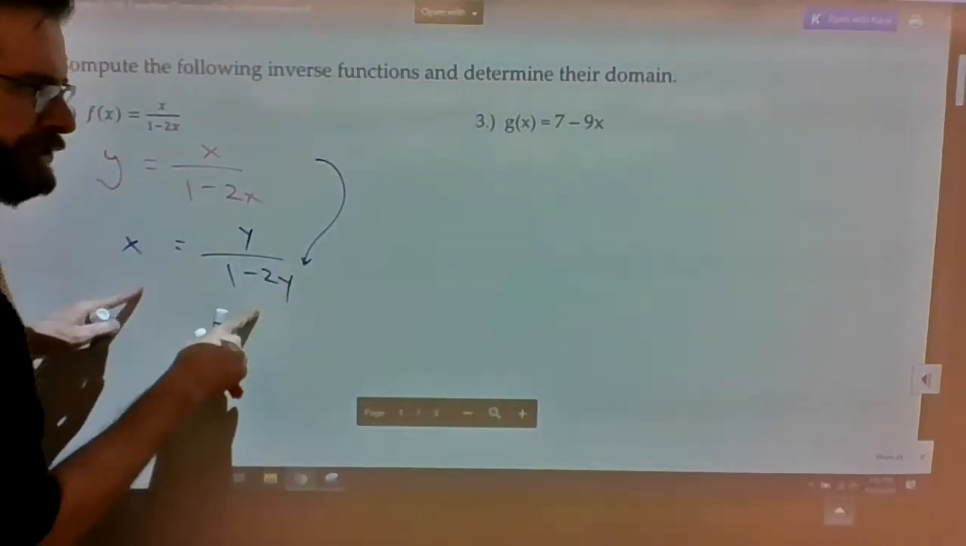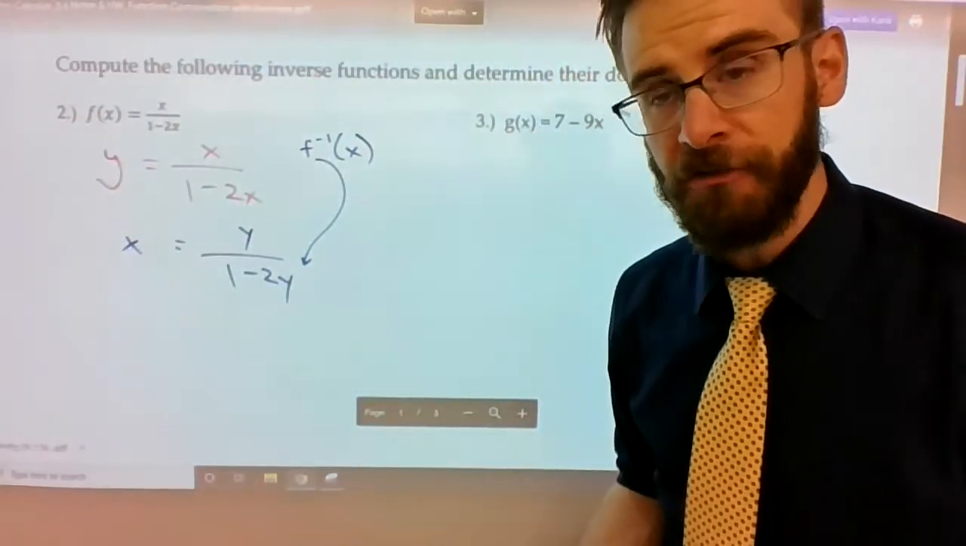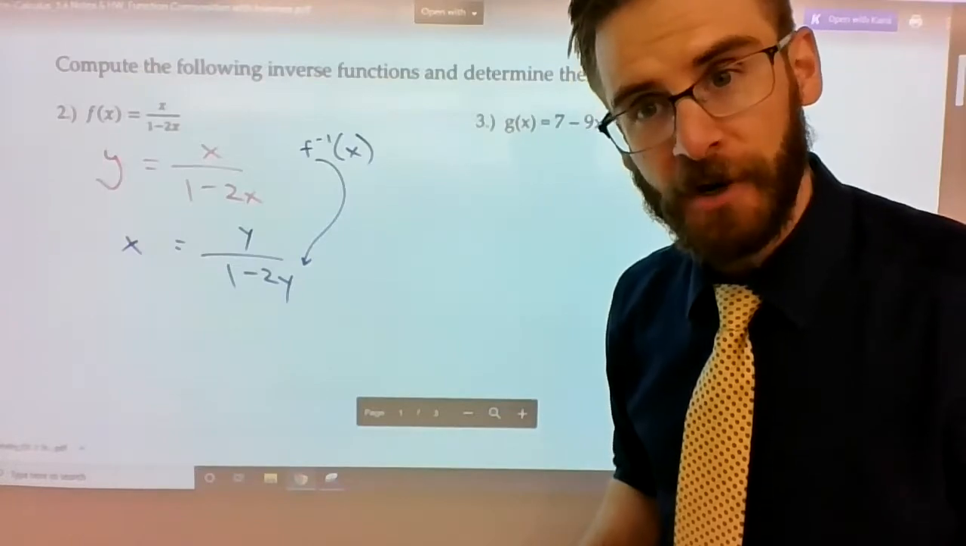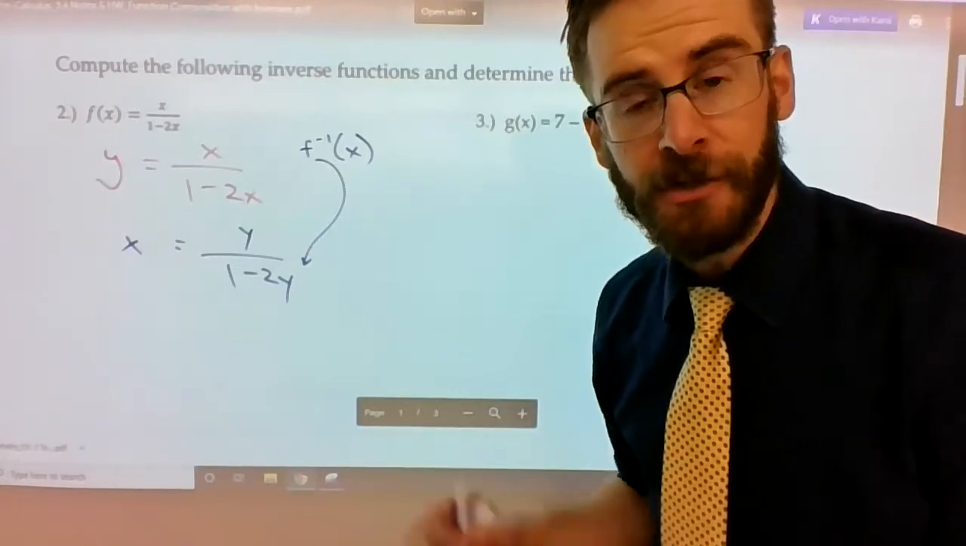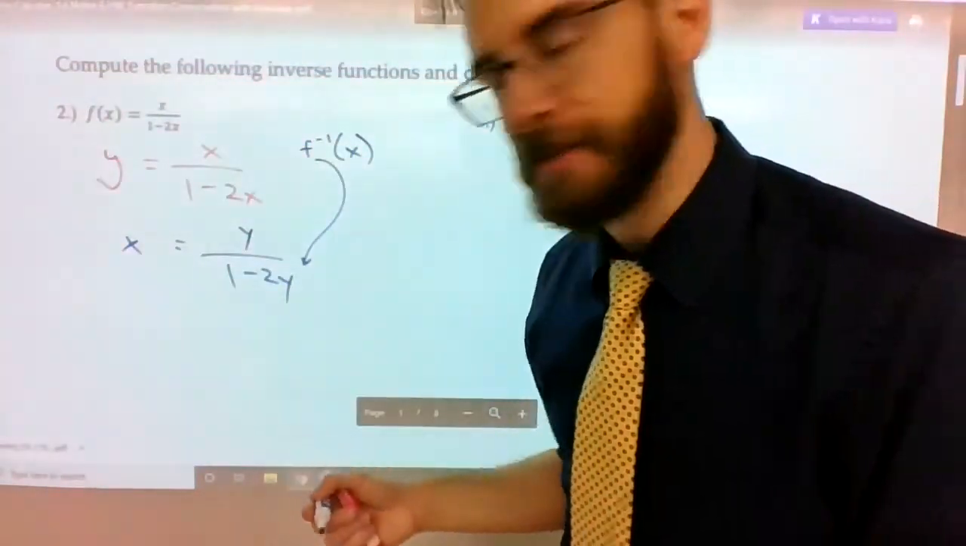This new function is now f inverse of x. It's not written well because the y isn't by itself, but that's what our next task is going to be. All right, so you switch out the x's and the y's, and then get y by itself.